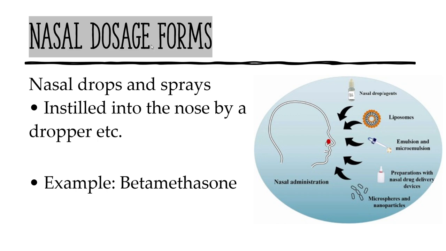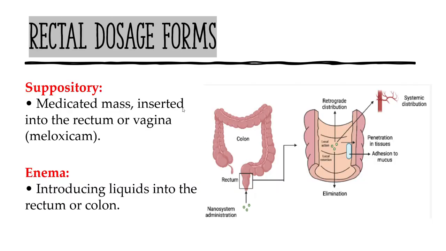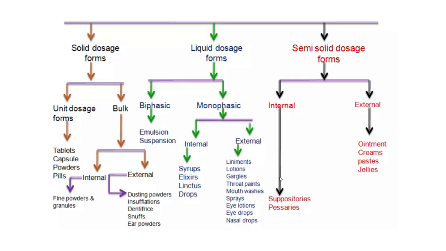If we talk about the nasal dosage forms like nasal drops and sprays, these are instilled into the nose by a dropper, for example betamethasone, beclomethasone and many more. So this is a route that is also desirable. And then rectal dosage forms like the suppository and enema. Suppositories are medicated masses that are inserted into the rectum or vagina, like meloxicam, which is actually a painkiller. Then there is the enema that is used for constipation or these kinds of problems. In the enema, liquid is introduced into the rectum or colon, and here is the diagrammatic representation of the enemas.